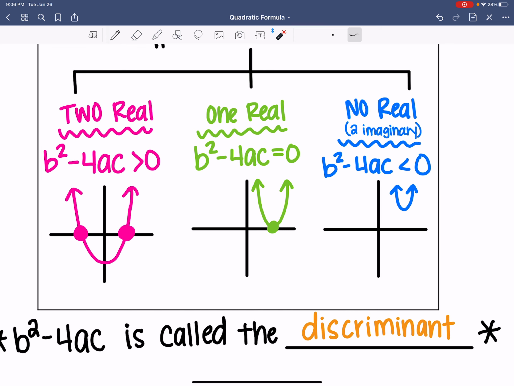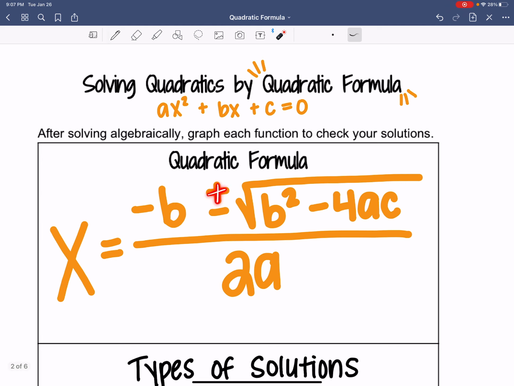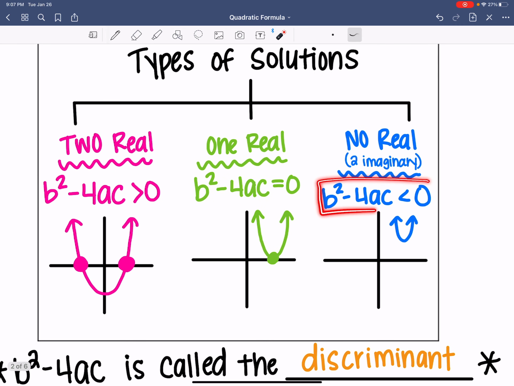Then you can potentially have no real solution because your graph does not cross the x-axis at all. So notice this graph does not have any x-intercept, so there are no real solutions. That's going to happen when your discriminant is less than 0, or when your discriminant is negative. So think about if this is plus or minus the square root of negative 4. You cannot take the square root of a negative number. This is not possible. So that's why we have no real solution when your discriminant is less than 0.